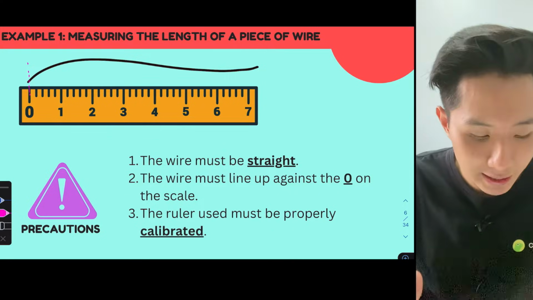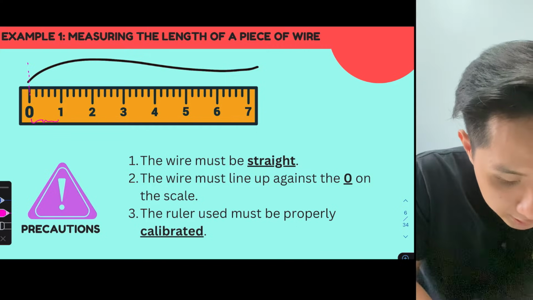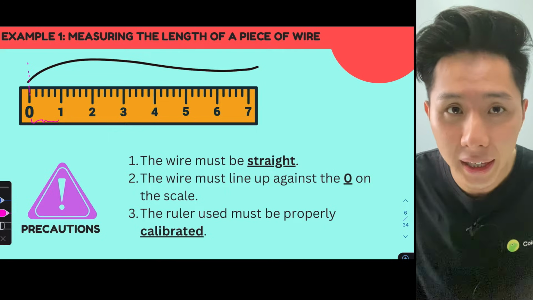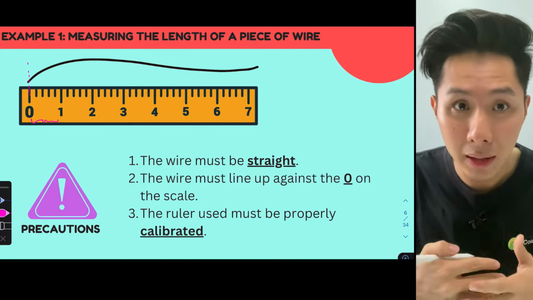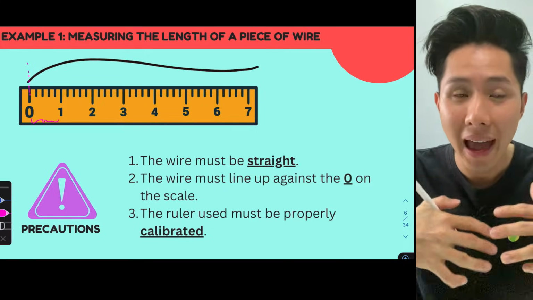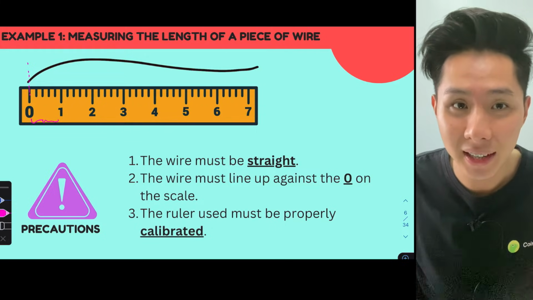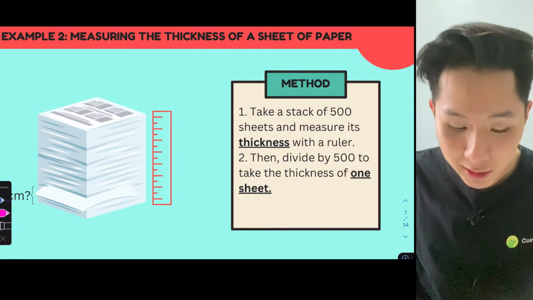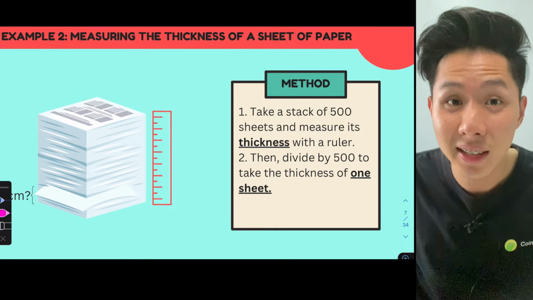Calibrated well means that from 0 to 1, it is exactly 1 cm instead of 0.8, and that would end up causing a huge mess. A little error would cause a bigger error in the actual experiment. So that's one example.